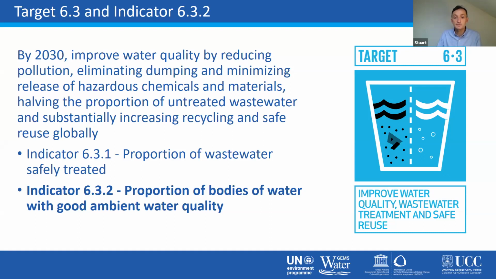So within target 6.3, there are two indicators. The other one is indicator 6.3.1, which is the proportion of wastewater safely treated. So these indicators are obviously linked, and with increasing rates of wastewater treatment, you should see improvements in ambient water quality.